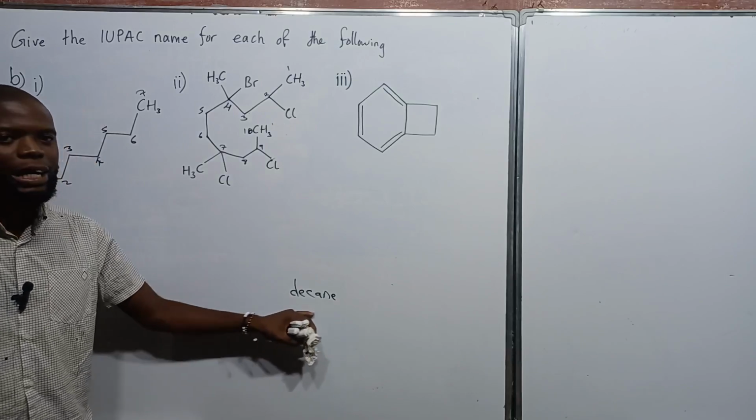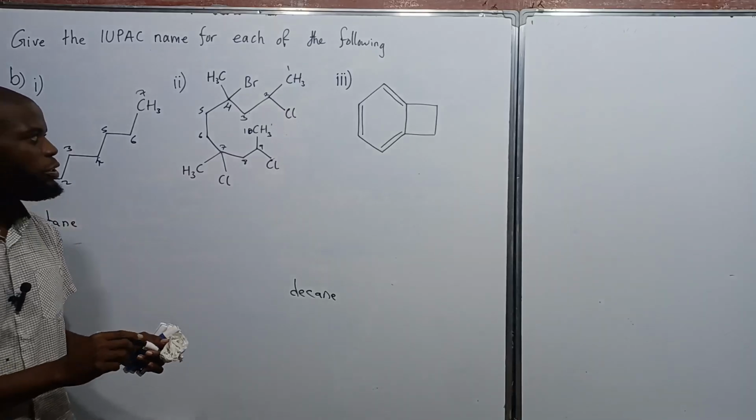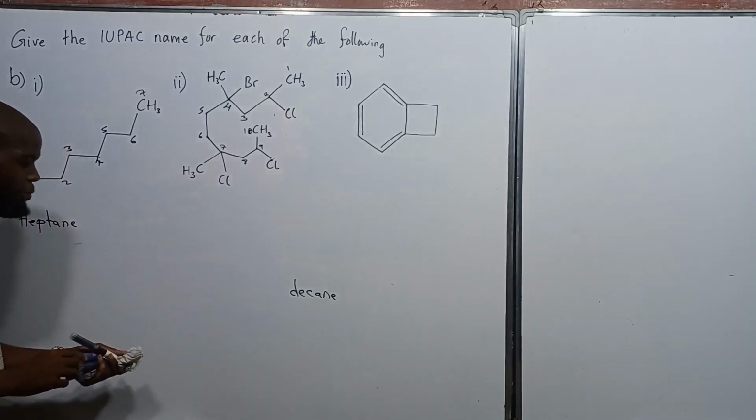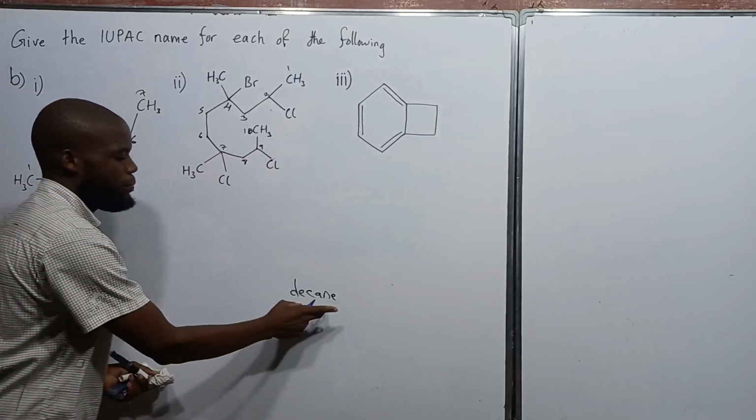Now, in this parent chain, we check for the presence of substituents. The substituents are those groups that are coming off the parent chain.